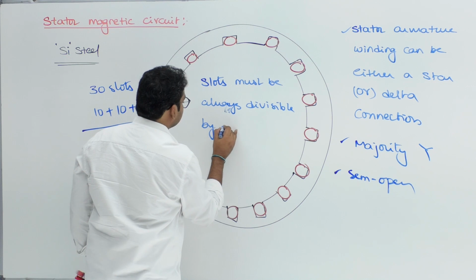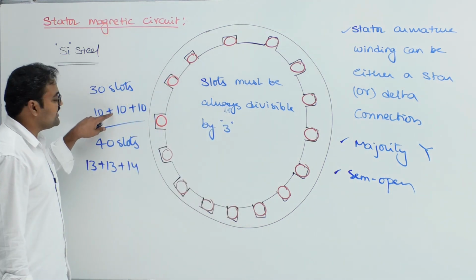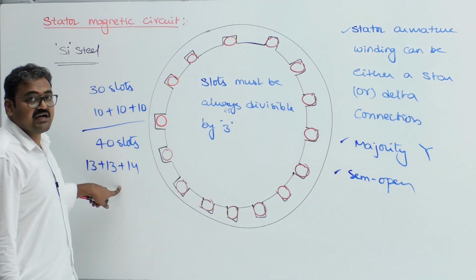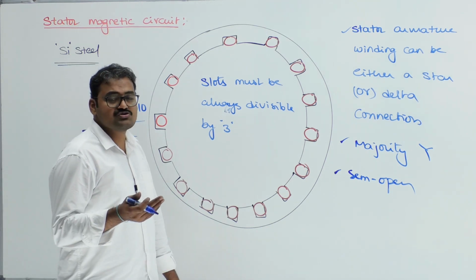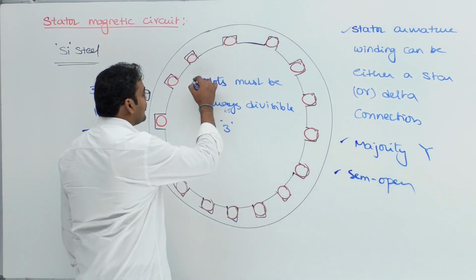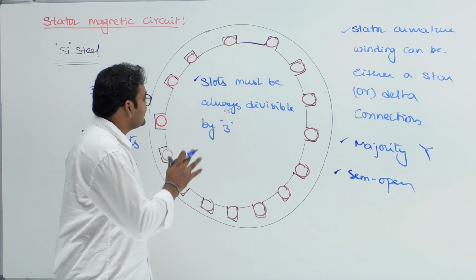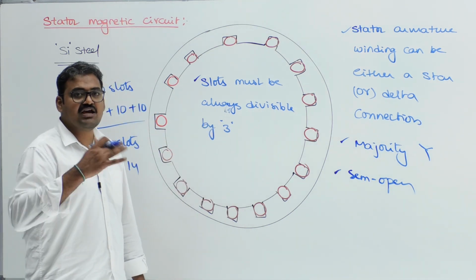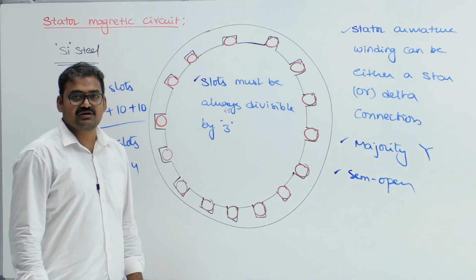Divisible by 3. So that means 30 slots by 3, 10, that is an integer number. 40 slots by 3, that is not an integer number. Therefore, all three phases may not generate same magnitude of voltage, that leads to unbalanced conditions. So that's why another important point during the construction of the machine is number of slots must be always divisible by 3. Therefore, all phases will have equal number of slots. Therefore, balanced voltages can be generated.